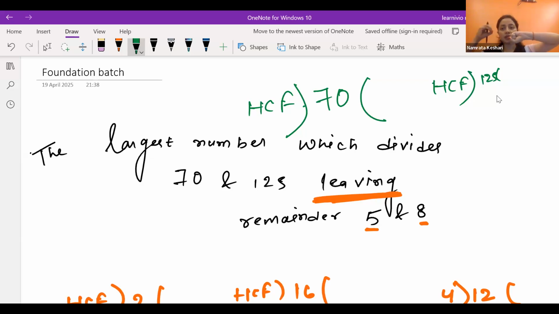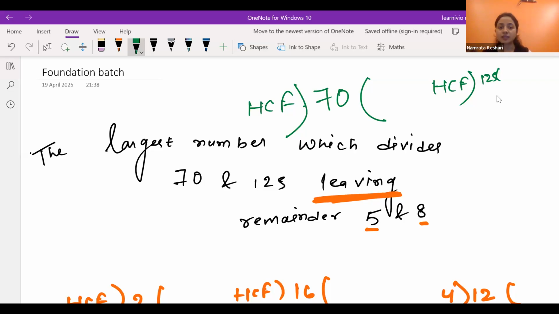HCF means zero remainder. And if you want remainder, then first you need to take out the remainder, and you need to keep it in your hand. And then you can think about whatever you are getting: 70 minus 5, 65, and the other number 117. The HCF of these two numbers means that number which can divide this one and this one completely. Making sense?